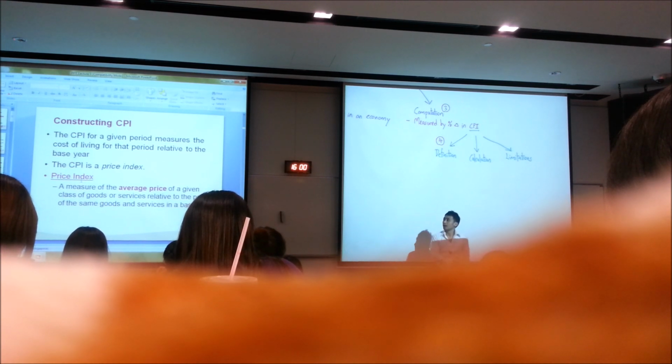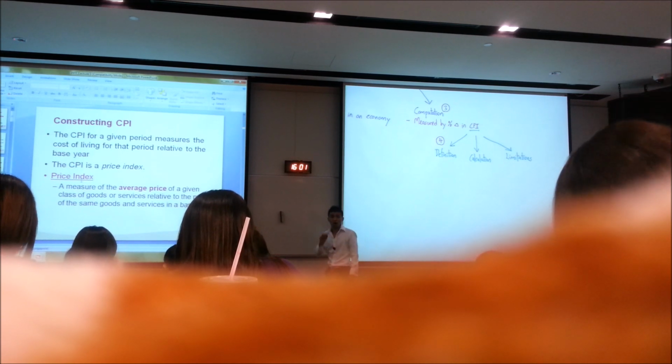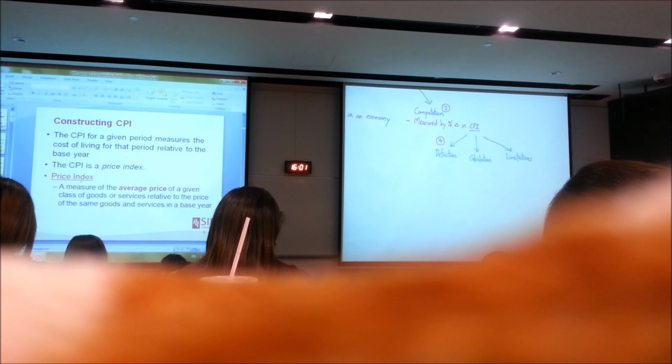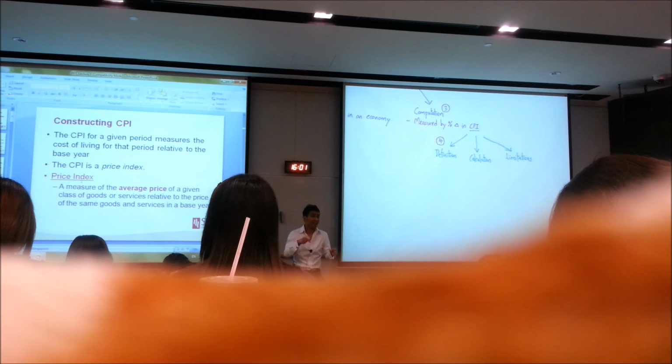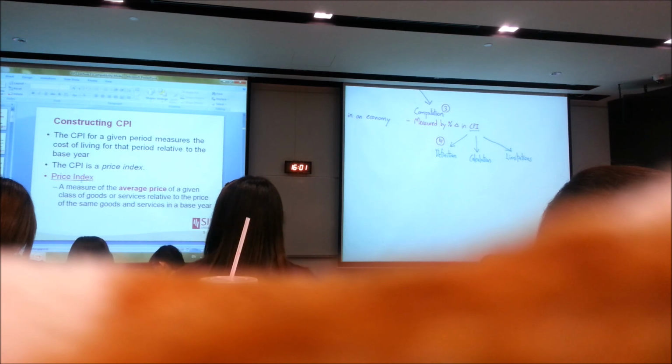Do you understand? Step 2, okay? Step 3, calculate the cost. Calculate the cost of this basket in the base year. That means, this basket, right? How much does it cost to buy this basket in the base year? Step 4, calculate the cost in the current year. That is, how much does it cost you to buy this basket in the current year? Okay? Step 5, find the percentage change. Do you get what I'm trying to say?